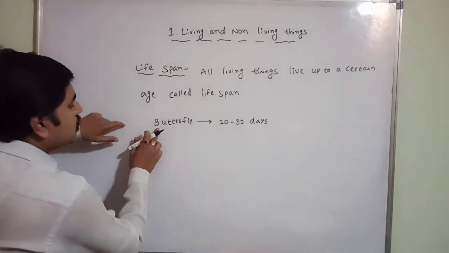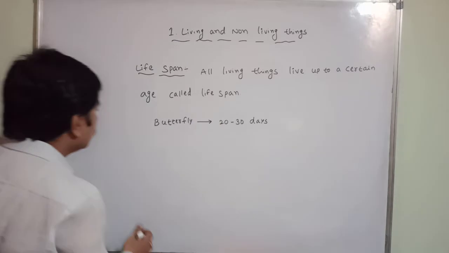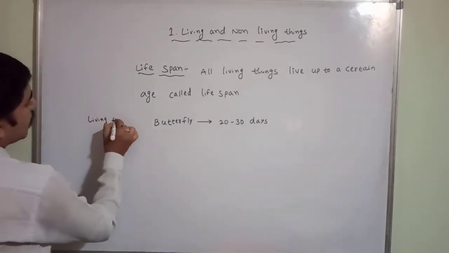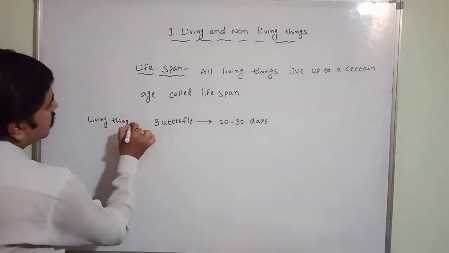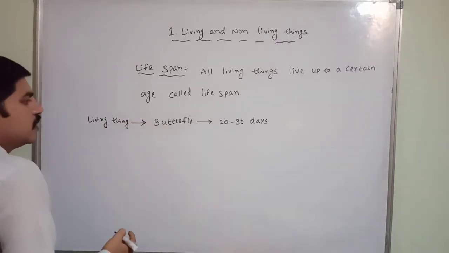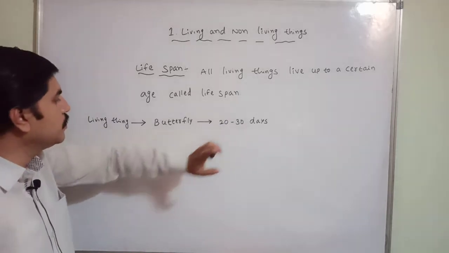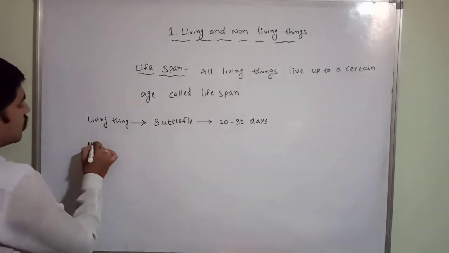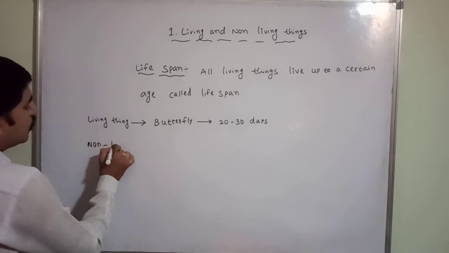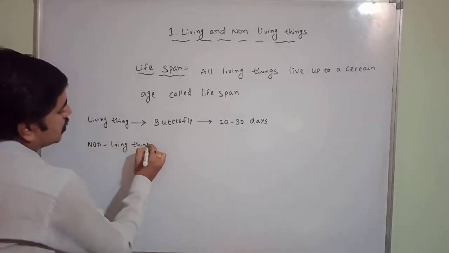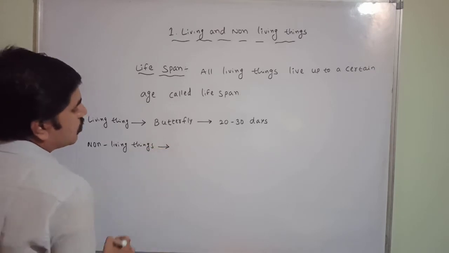And here the non-living things do not usually have a lifespan. Is a butterfly a living thing or non-living thing? It is a living thing. Correct or not? Living thing. So the butterfly is an example of a living thing, and it has a lifespan of 20 to 30 days only. And non-living things do not have any lifespan. Non-living things do not have anything.